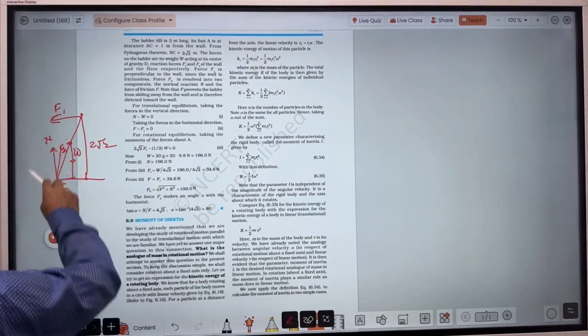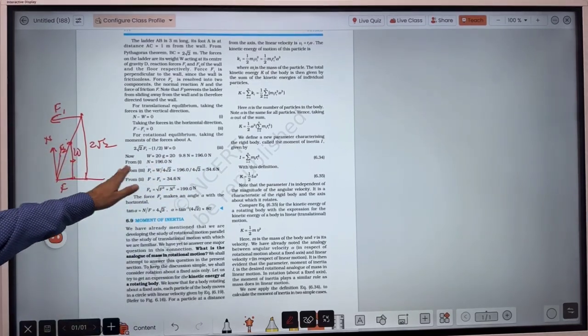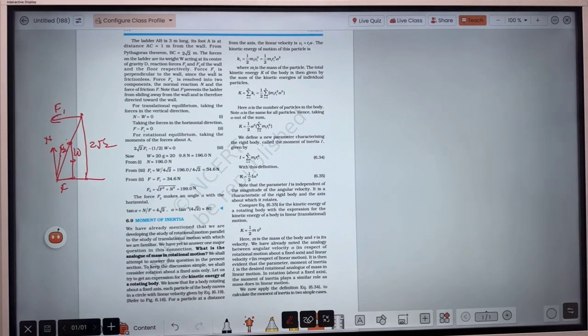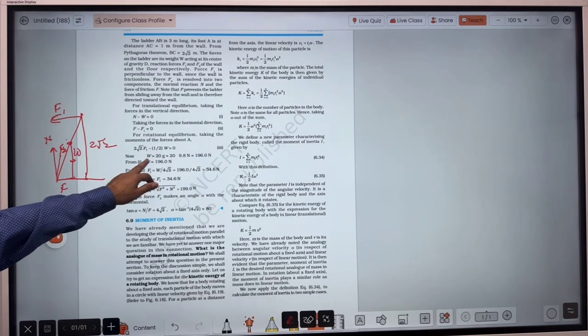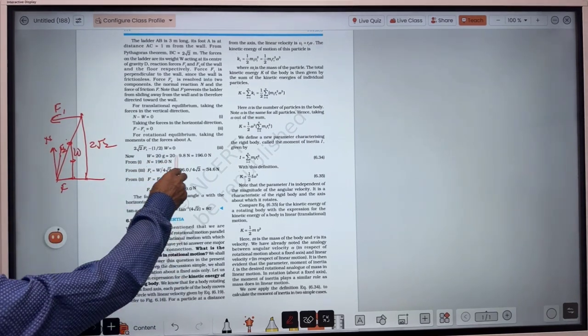So weight is given as 20 g. So 20 g, g means here there should be a multiplication sign. So let's write here 20 into 9.8 newton. So that will be 196 newton. So N and W both are equal from here. So you can get that value.